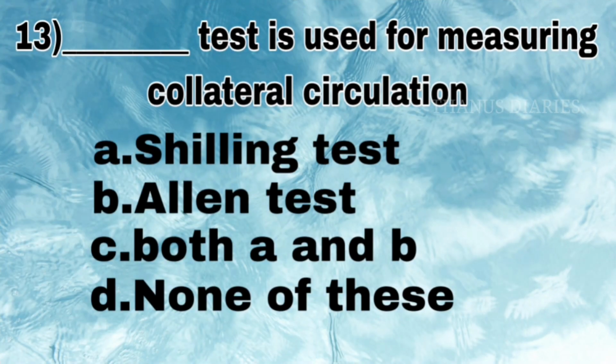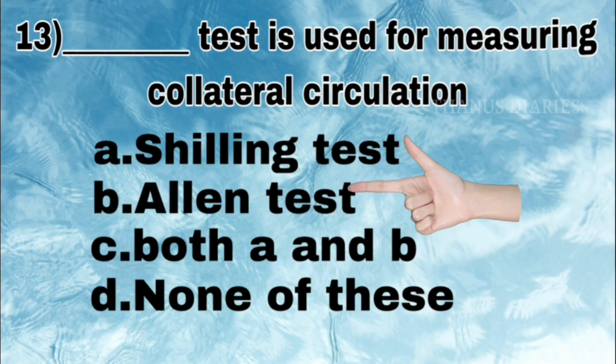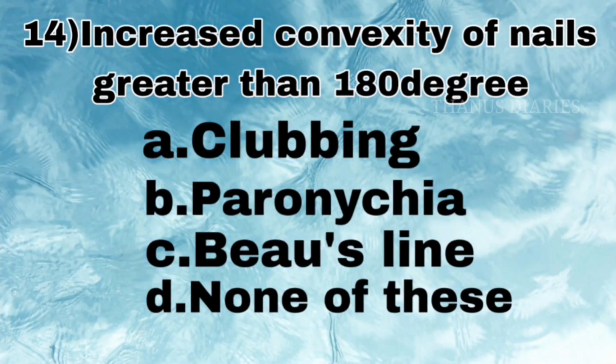Next question. The test is used for measuring collateral circulation. Schilling test, Allen's test, both A and B, none of this. Answer is Allen's test. It's for checking the patency of radial artery. Increased convexity of nails greater than 180 degree. Clubbing, paronychia, Beau's line, none of this. The answer is clubbing.